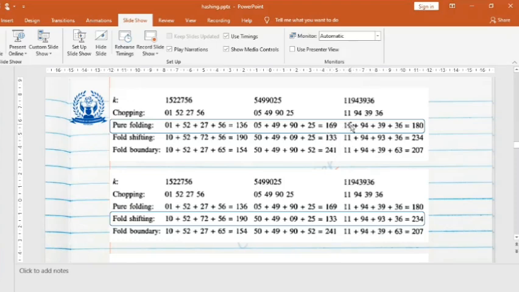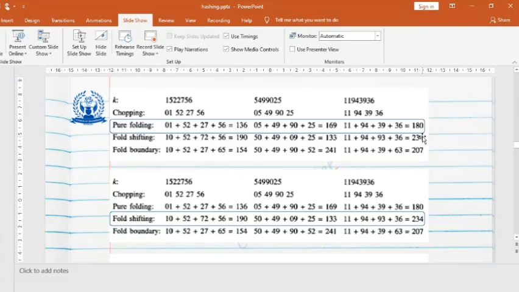Next number, this number is actually 11. So reversing also, we will get 11 only. Next pair, no change, 94. Next pair, we have to reverse it. 39 reversed is 93. Then last digit is 36. So we have to add all the pairs. You got 234. So what is the hash function? Yes, 34. We have to ignore the carry.